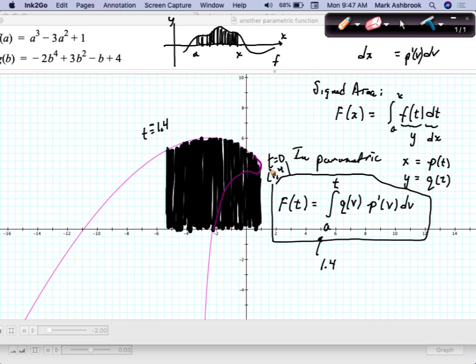Okay? And so then what's going to happen? So I'm going to get to this bottom point here, and as t increases, I'm going to keep accumulating signed area. What's going to happen?